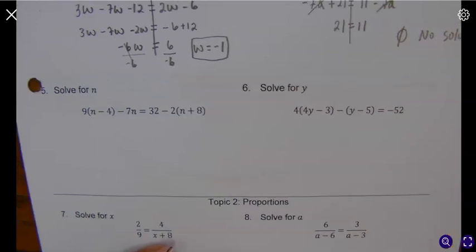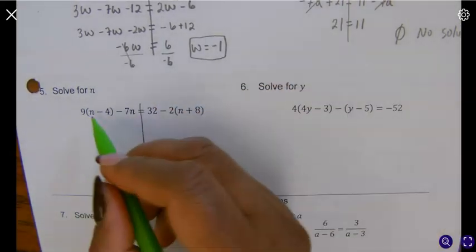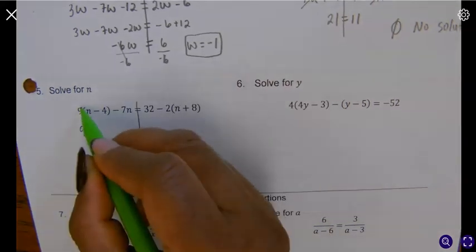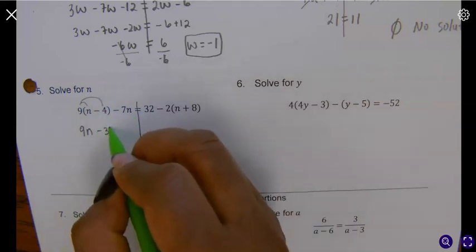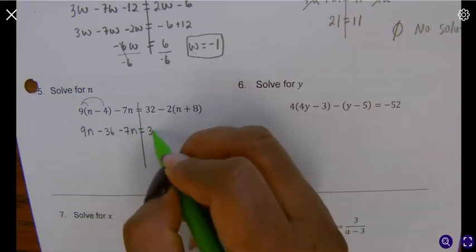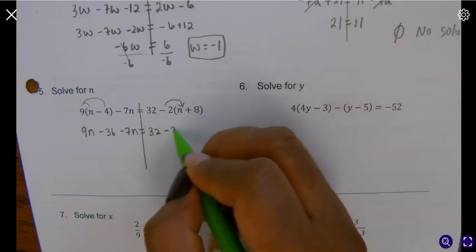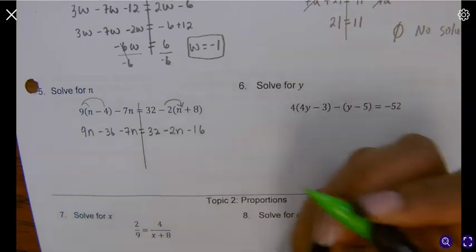Alright, a couple more. So I'm going to go ahead and do that. 9 times n, and we're multiplying here, 9n. 9 times negative 4 is negative 36. Copy everything down. And then go ahead and distribute the negative 2. Make sure to carry the sign. Negative 2 times 8 is negative 16.